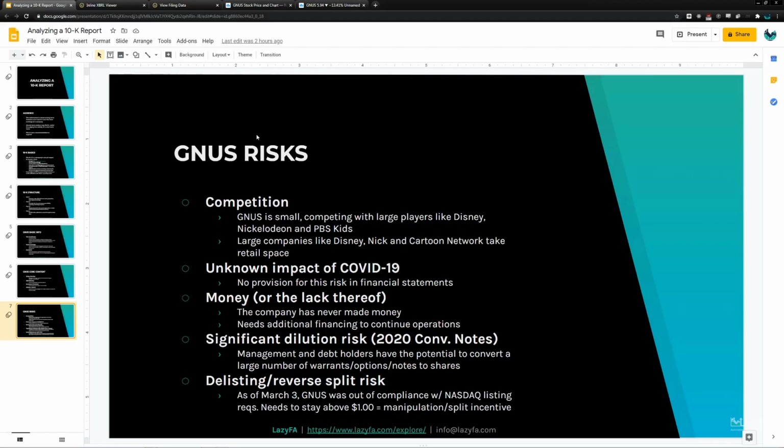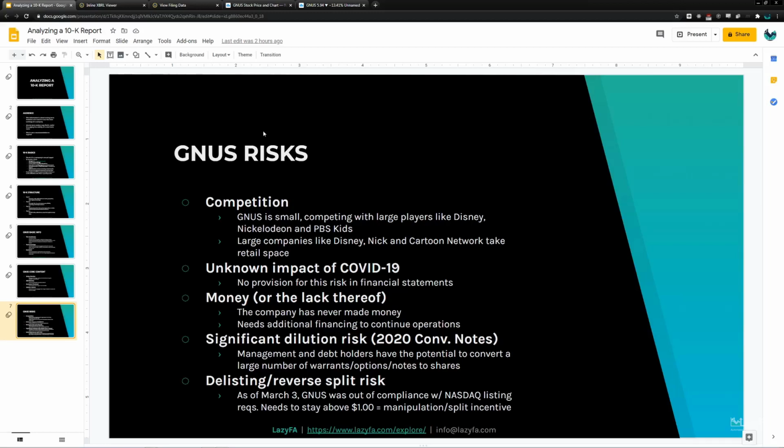And because they were until recently a penny stock, they were out of compliance with the NASDAQ listing requirements, which require them to stay above $1 per share. So that gives them an incentive to not only manipulate the stock in order to push it higher, but also to reverse split it. Basically, if you're holding 1,000 shares and they reverse split it, you're now holding 100 shares and they're worth 10 times what they were, right? So you have fewer shares, but they're worth more. But then you can lose all the way down to zero all over again.